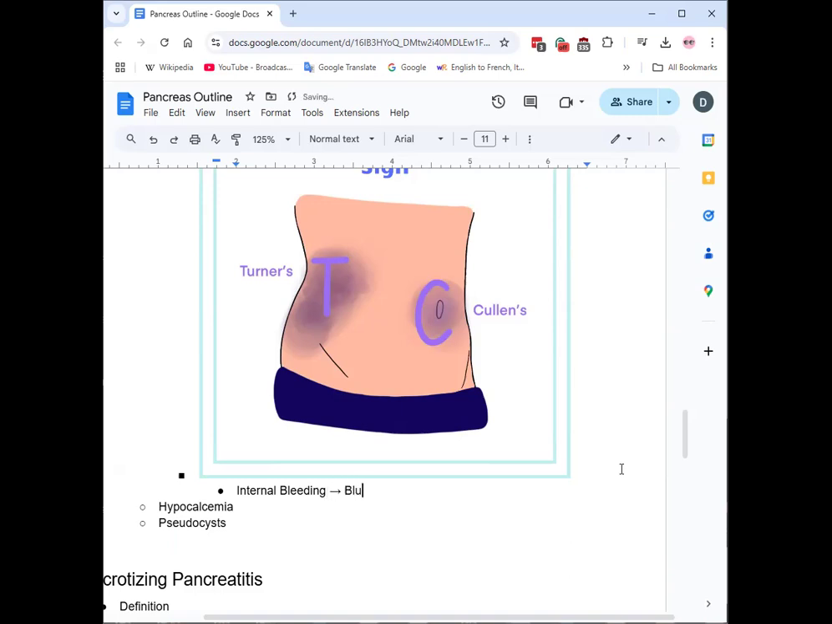You'll see the bluish ecchymosis, like Ryan mentioned, and swelling. A few other people. Yeah, you will probably have pallor.